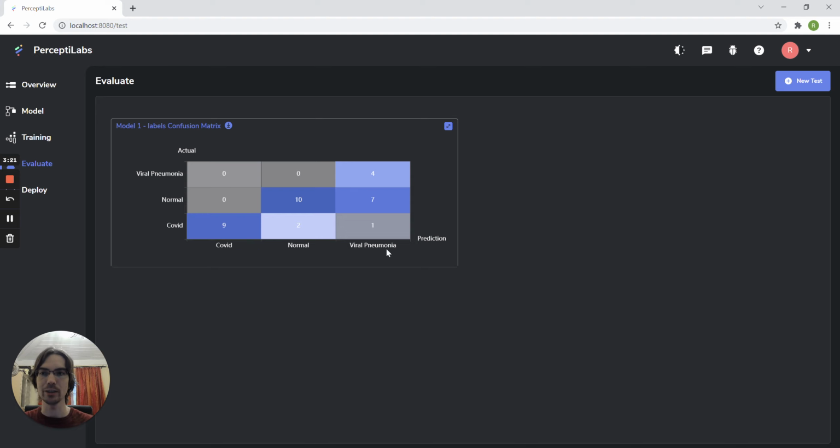For viral pneumonia, on the other hand, we mix it up quite a lot. About 58% of the time, when we say it's viral pneumonia, it's actually nothing, it's normal.